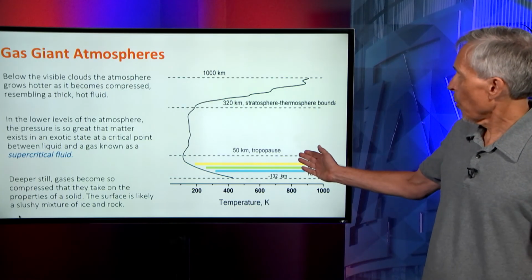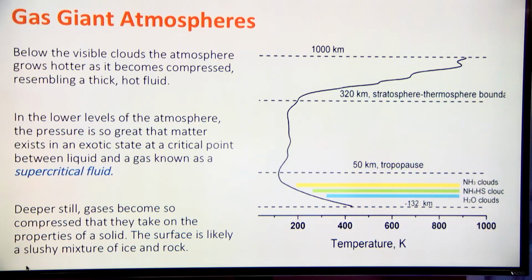This is a temperature profile of what we might typically see in a gas giant like Jupiter or Saturn. Below the visible clouds at the top surface, the atmosphere grows hotter as it becomes compressed, resembling a hot, thick fluid. But in the lower levels of the atmosphere, the pressure is so great that matter actually forms an exotic state of matter called a supercritical fluid, which is a boundary condition between a liquid and a gas.